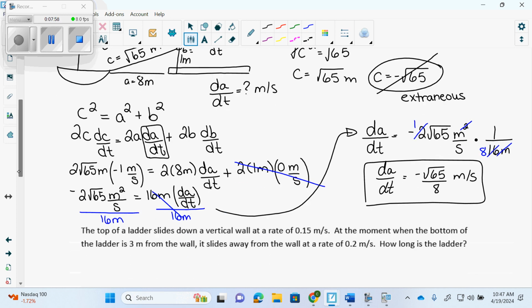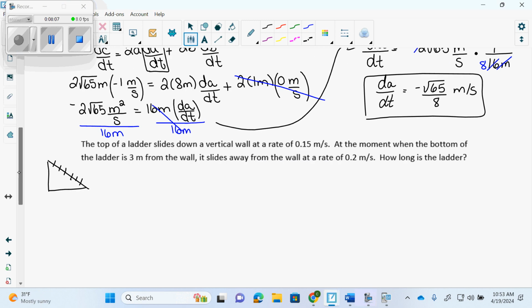Okay, this next one isn't a boat, it's a ladder. Same difference. You're going to have a ladder on a wall, sliding up or down. So for this one, you have c squared equals a squared plus b squared. It says the top of the ladder slides down the wall, so say this is a. I would have dA over dt equals 0.15 meters per second. When the bottom of the ladder is 3 meters away from the wall, it slides away, so dB over dt equals 0.2 meters per second. I need to find A, correct?